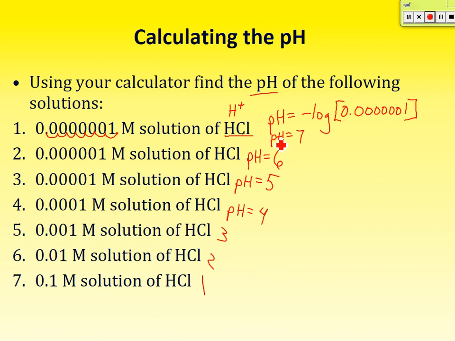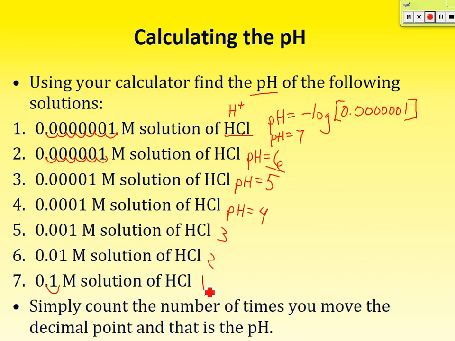So pH is a logarithmic scale based on powers of 10. How many times did we have to move the decimal here? 6. How many times do you have to move the decimal here? Just 1. So it's a pH of 1. Notice, as the concentration of hydrogen ion increases, this is way more concentrated than number 1, the pH does what? It goes down. Okay? So you simply count the number of times you move the decimal point, and that is the pH. But that trick only works if this is a 1.